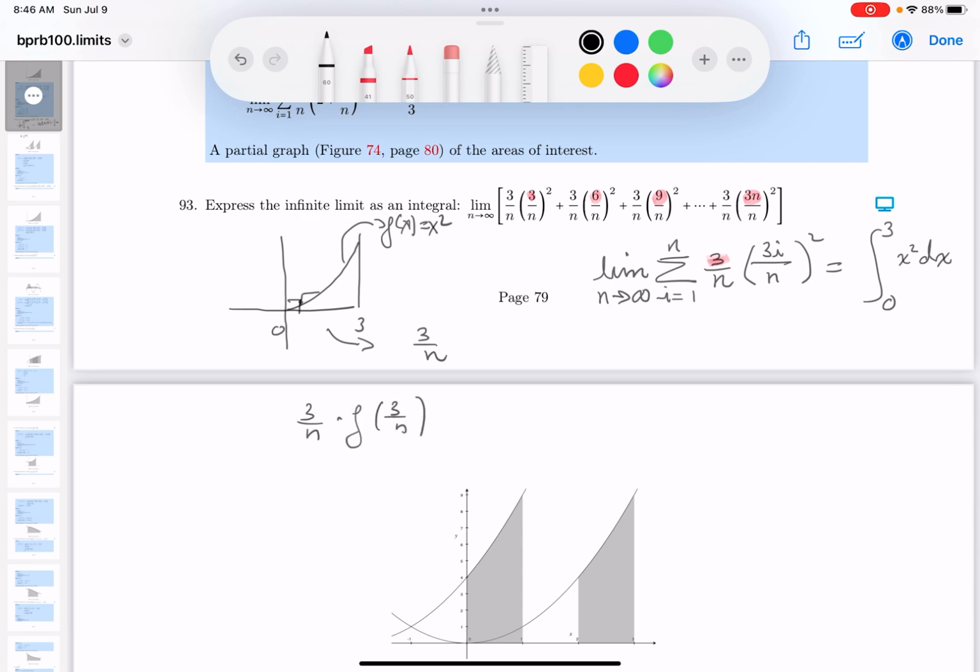What's the next one going to be? Well, you move over 2 of those intervals now, so it's going to be 6. Let's write that down: f of 6 over n. Looks like we got it, all right? So I'm going to commit to that and say that's my answer.